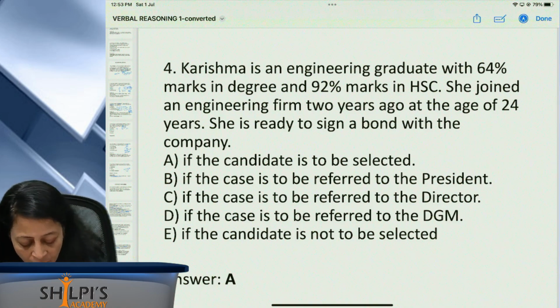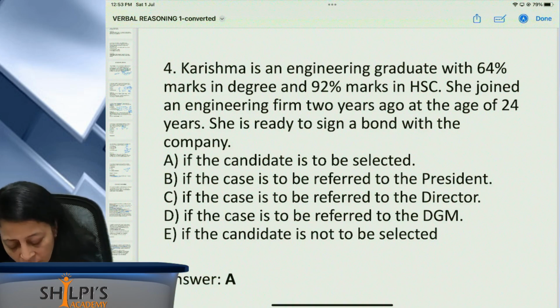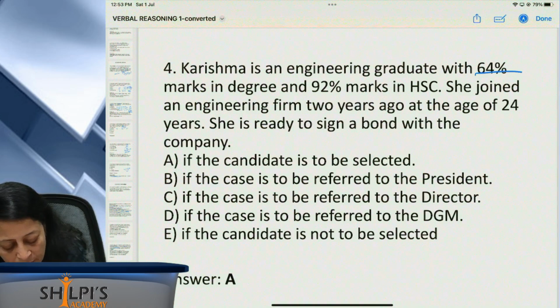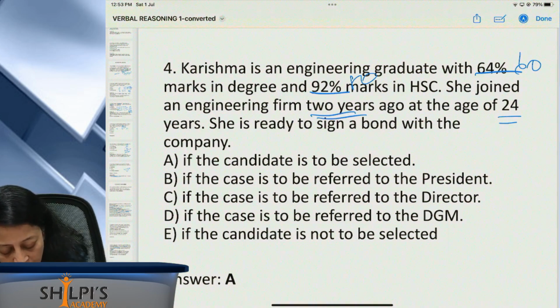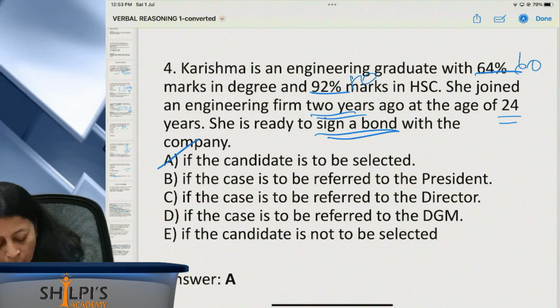Karishma is an engineering graduate with 64% marks in the degree and 92%, so fine. She joined an engineering firm 2 years ago at the age of 24. She is ready to sign a bond with the company. So, this girl has got everything. 64 is right: out of 60 she got 64, and for 80 she got 92. She joined 2 years ago, you need 1 year. She is also below the age limit and she is also ready to sign. So, just go with the selection of this girl.